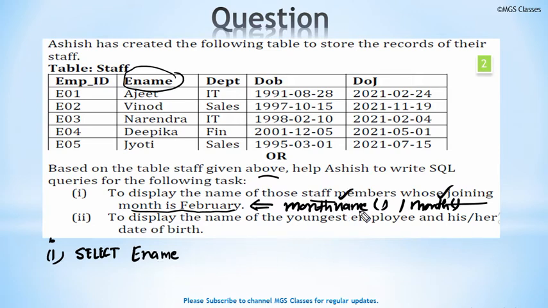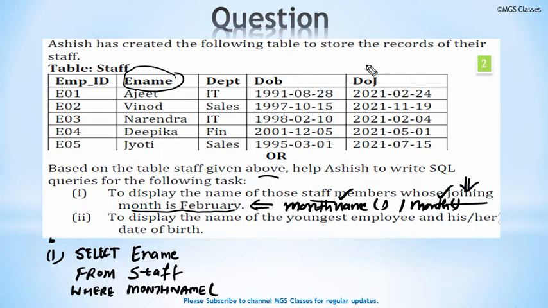First I am trying to solve it with month name. Select ename. From clause we need to write the table name. Table name is staff, and in the where condition you will write month name, because the month name function will return the name of the month. Now remember this needs to be applied on the joining month. Joining month means the date of joining column. If you apply this on the date of birth, then your answer will be wrong. And then you will write here February.